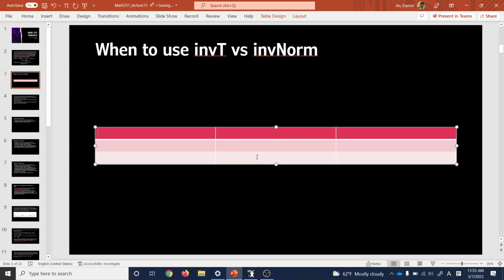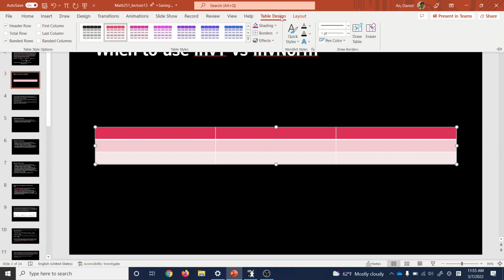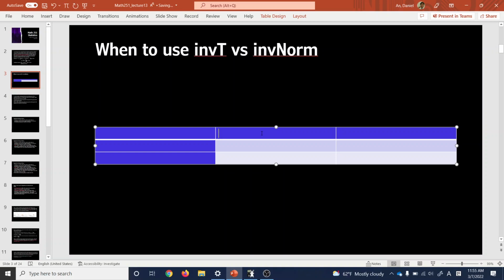So I don't like this table design. No, I don't like. Oh, first column. All right, good. That's better. Let's use this. All right. So sample less than 30 and sample bigger or equal to 30.